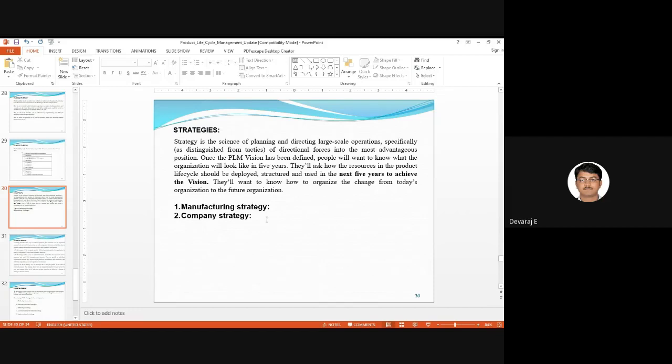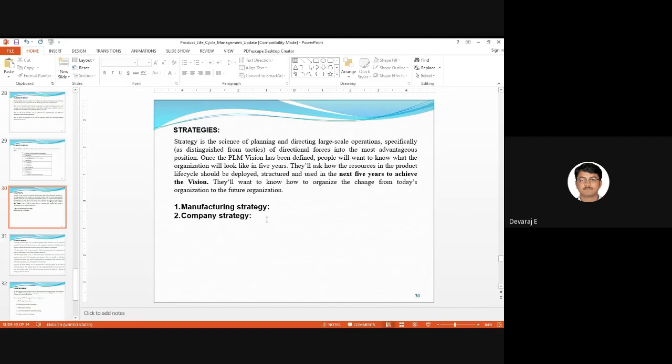So you can see here, strategy is the science of planning. Always remember planning and directing large scale operations, especially maneuvering forces into the most advantageous position. Once the PLM vision has been defined, it's very important. The PLM vision is nothing but the next 5 years. To reach our goal, meaning to supply more for the customers, what we should do is called the PLM vision.